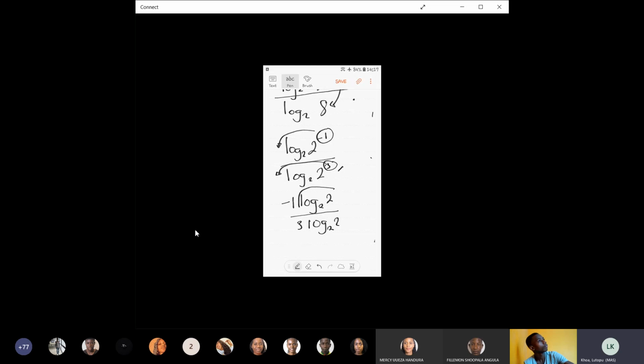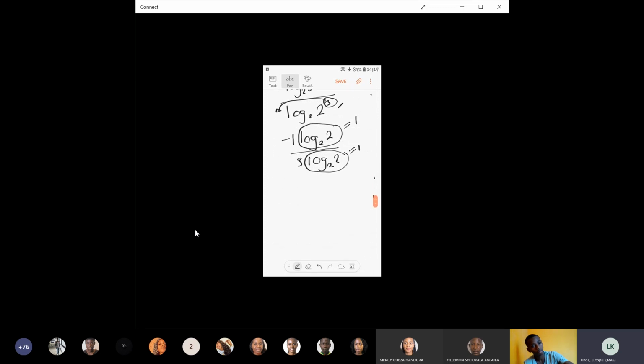Now we've already established that log base 2 of 2 is equal to 1. Same thing in the denominator, this is equal to 1. So I'll just multiply out my numerator and denominator and simplify as far as possible. So in the numerator I have minus 1 times 1, denominator I have 3 times 1. This is just equal to minus 1 over 3.